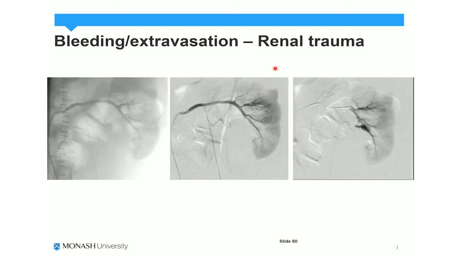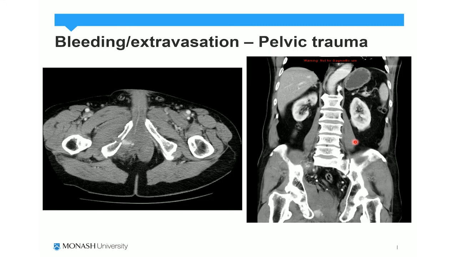This is an interesting case of renal trauma. So this is a vessel here, a lower kidney or lower renal vessel, which showed a nice kind of blunted vessel. When the catheter was introduced quite closely and injected vigorously, it actually demonstrated the bleeding from that blunted vessel.